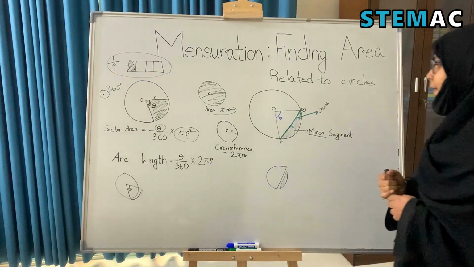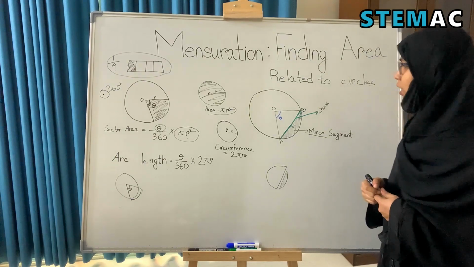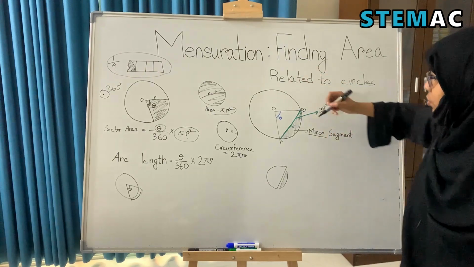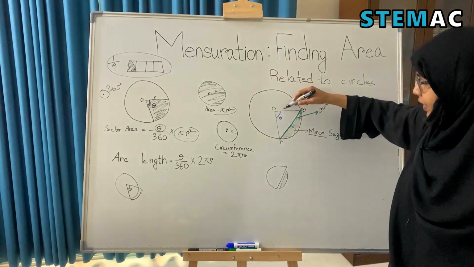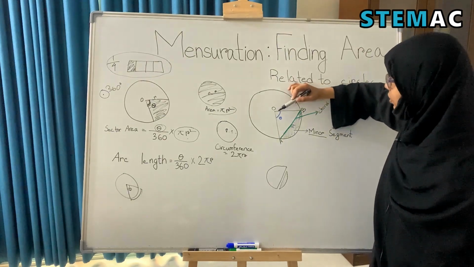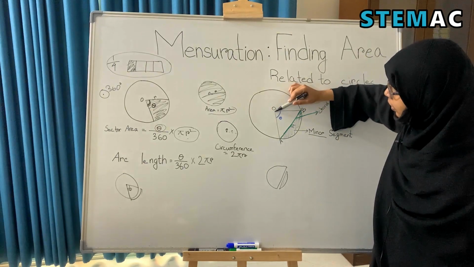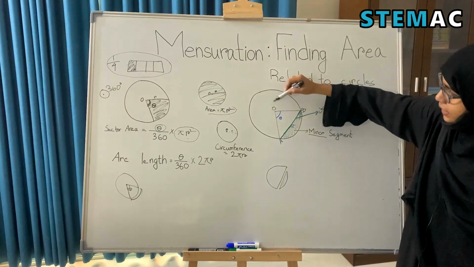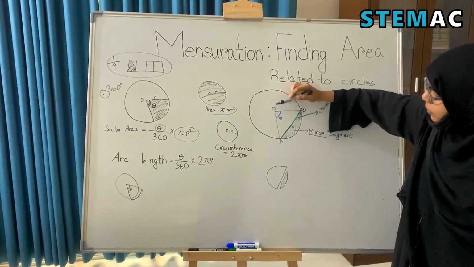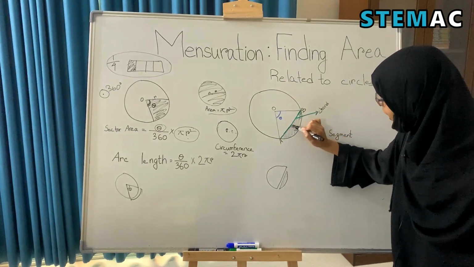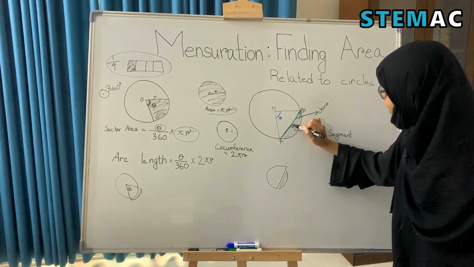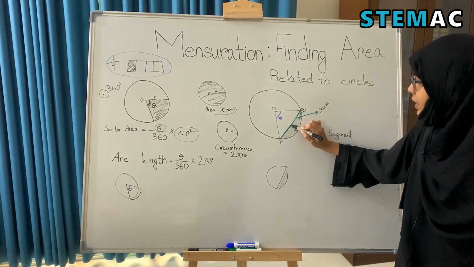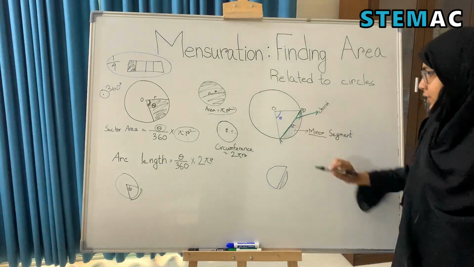Here you should know two things related to a chord. When you draw a line from the center of this circle to the midpoint of the chord, I am denoting the midpoint of the chord as M. That means this point is dividing the chord into two equal parts, two equal lengths.